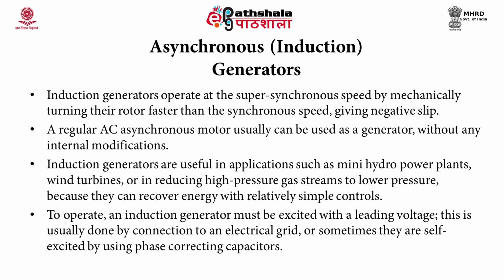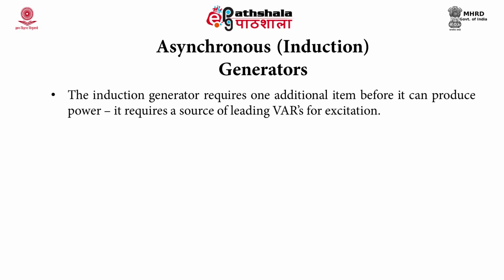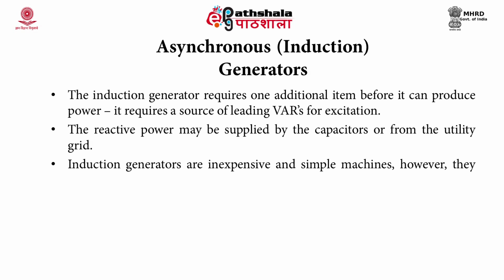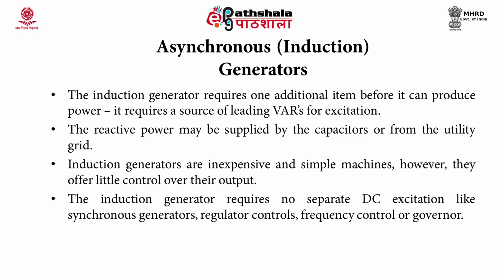To operate, an induction generator must be excited with a leading voltage. This is usually done by connection to an electric grid, or sometimes they are self-excited by using phase correcting capacitors. The induction generator requires one additional item before it can produce power. The reactive power may be supplied by the capacitors or from the utility grid. Induction generators are inexpensive and simple machines. However, they offer little control over their output. The induction generator requires no separate DC excitation, like the synchronous generator.